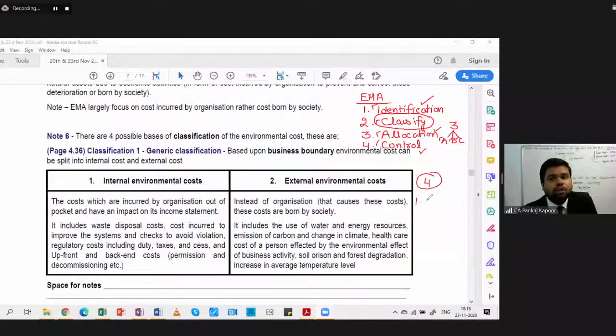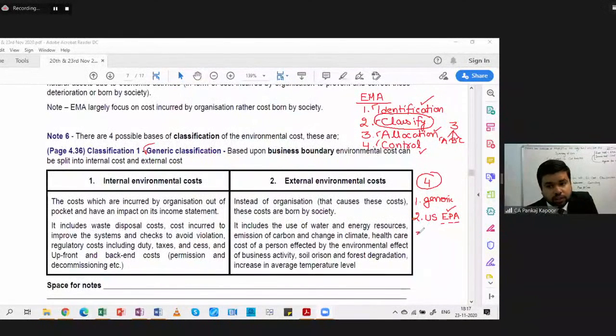The first methodology is a generic methodology, which is just written in front of you, to classify the cost in 2 categories, internal and external. The second methodology, friends, is given by a body of the United States whose name is the United States EPA, Environment Protection Agency. This is given on page number 4.36 of your study material.